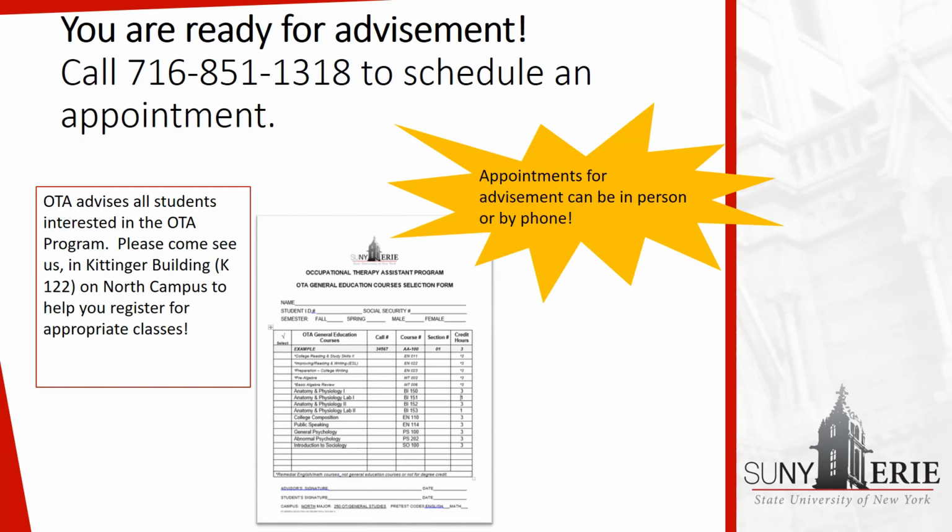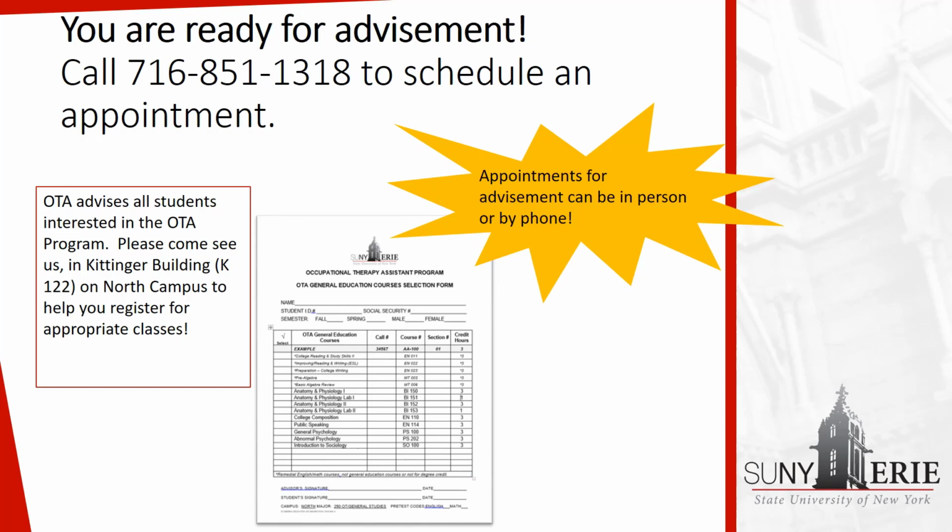If you are seeking advisement on campus, please come see us in Kittinger Building, K122 on North Campus so that we can help you register for appropriate classes. We know what classes tend to work best for students if they're interested in online classes. We know that we typically recommend anatomy and physiology to be taken here at North Campus based on statistical data of the nursing program and their A2 entrance exam specific to anatomy and physiology content. We know what tends to work for our students. We know what ancillary courses to recommend. So we ask you to come and see us.